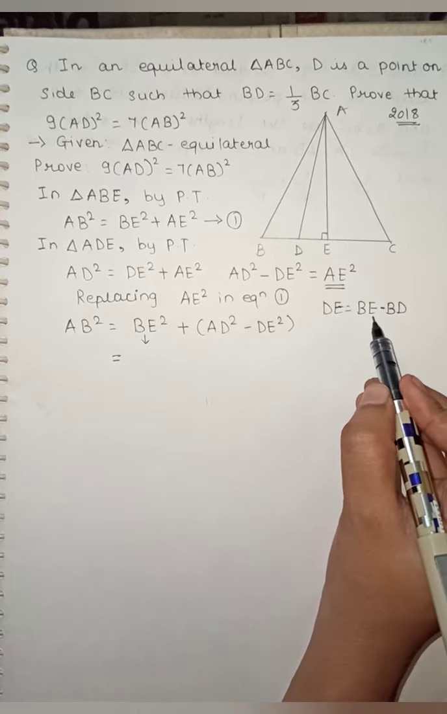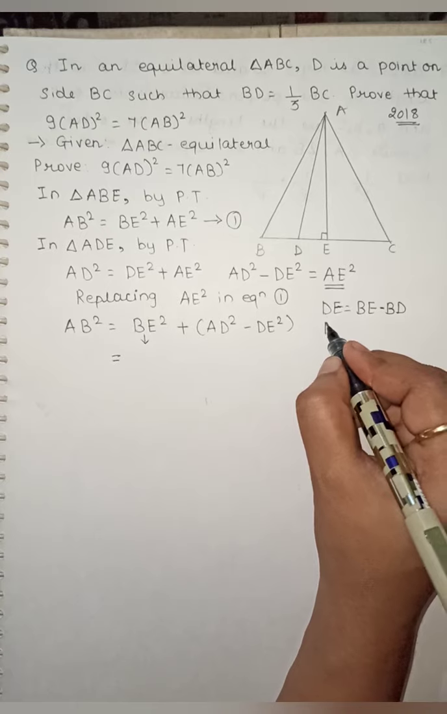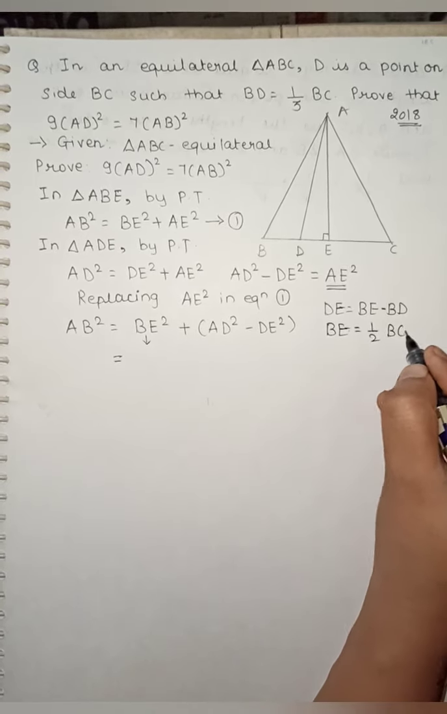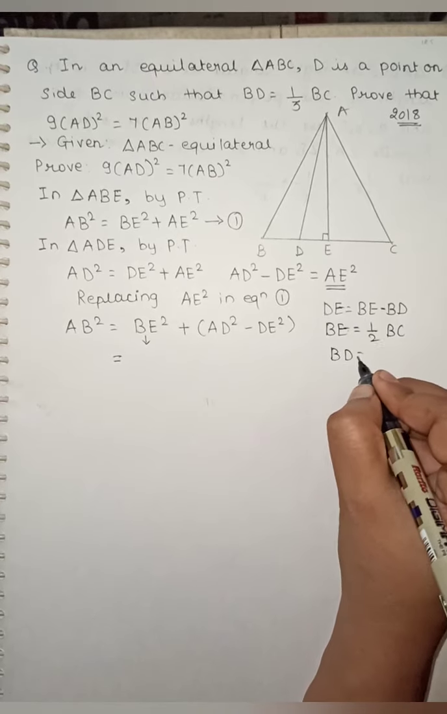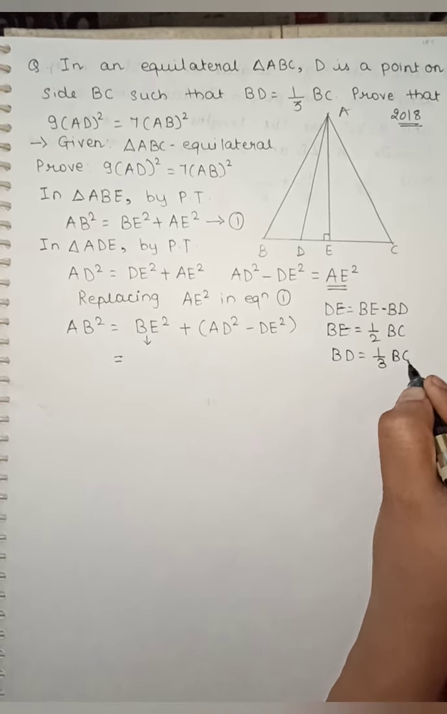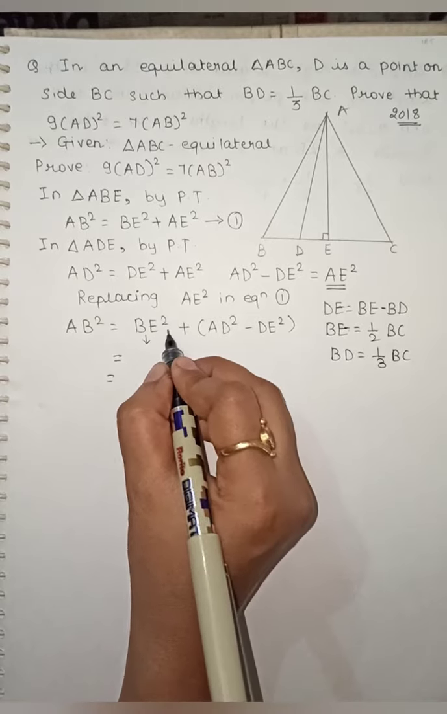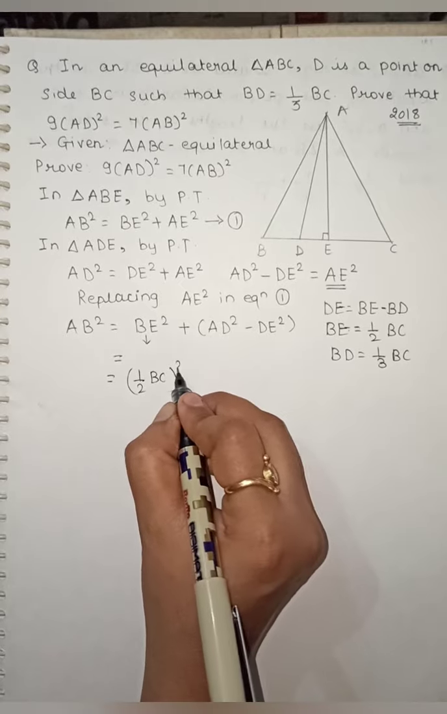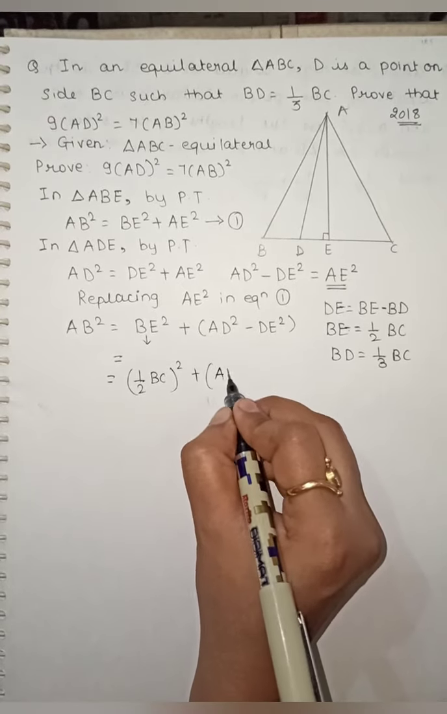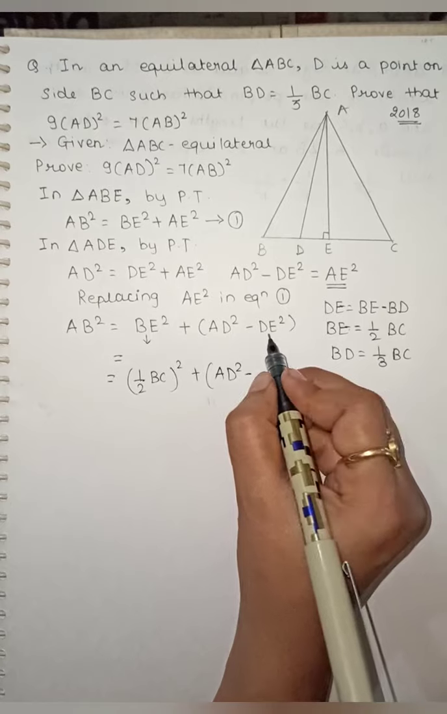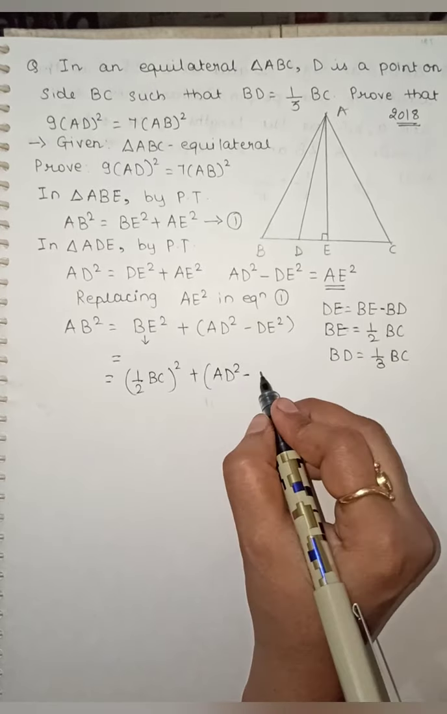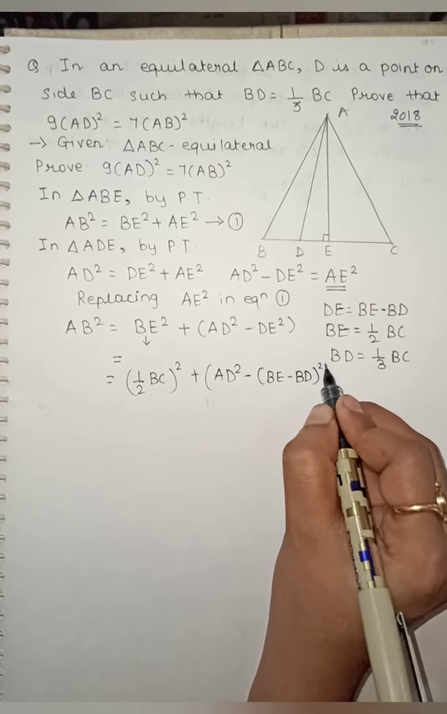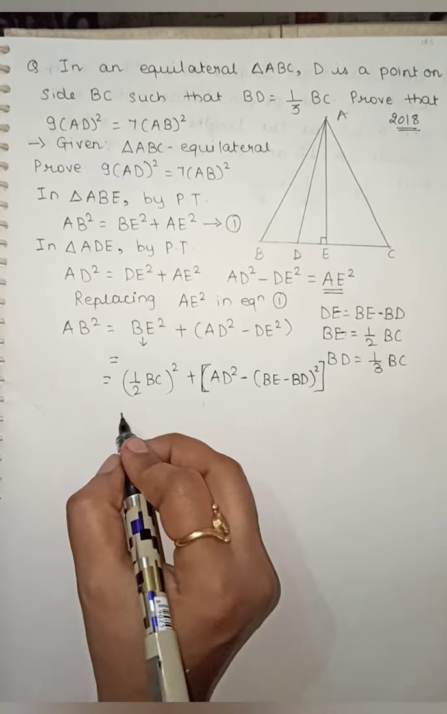Okay, so for DE I will be writing BE minus BD, whereas for BE I will be writing half of BC, and for BD I will be writing 1/3 of BC. Okay, so just simplify. BE square, that is half of BC bracket square, plus AD square will remain as it is, minus now DE square. So instead of DE what will I write? I will write BE minus BD bracket square. Don't forget to make this square.